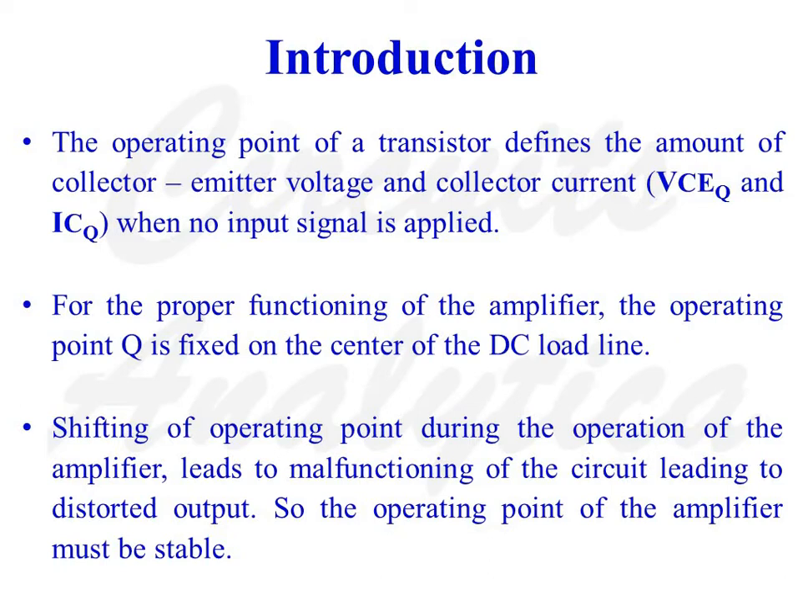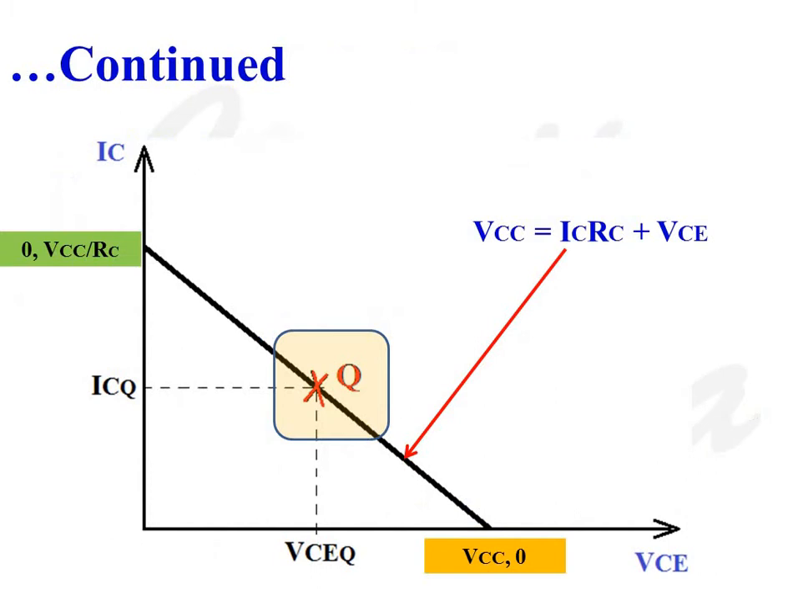Shifting of operating point during the operation of the amplifier leads to malfunctioning of the circuit, leading to distorted output. So the operating point of the amplifier must be stable and it must be fixed on the center of the DC load line. So this is the DC load line. Operating point Q is fixed on the center of the DC load line.